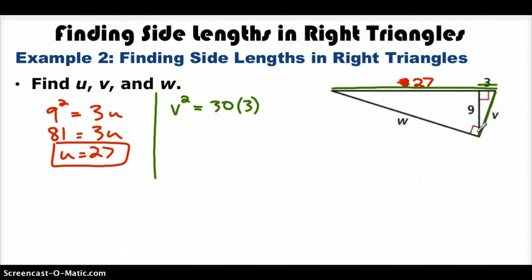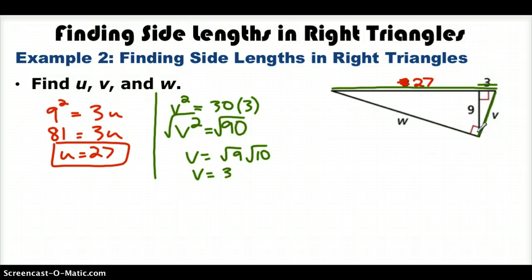This now gives us that v squared is equal to 90. If we take the square root of both sides, remembering that in this case we're only going to keep the positives, we'll get that v equals, I'm going to split this up as radical 9 times radical 10, so v equals 3 times radical 10. I'm going to go ahead and erase my green parts here, and write in the fact that v is 3 radical 10.